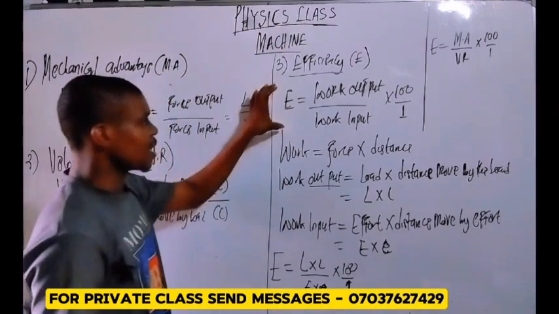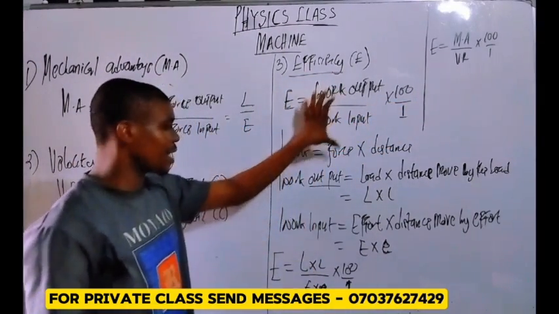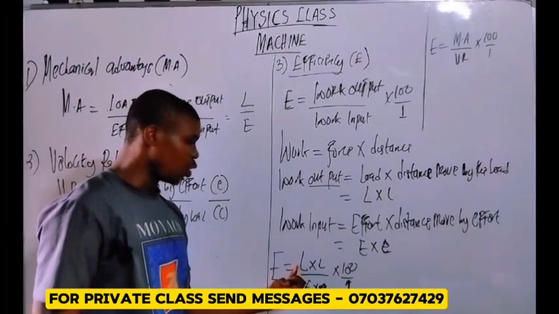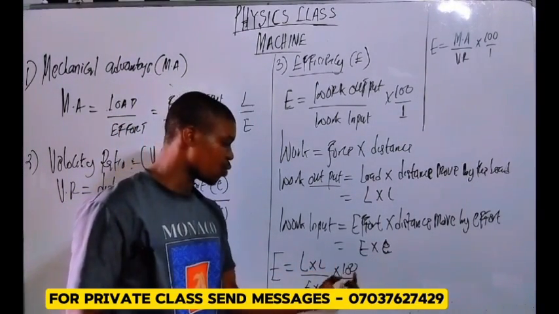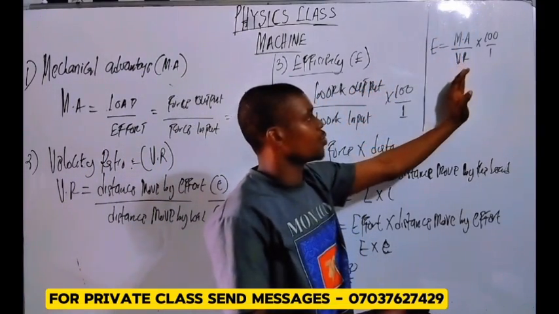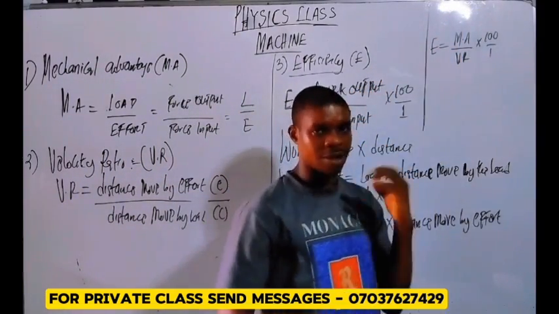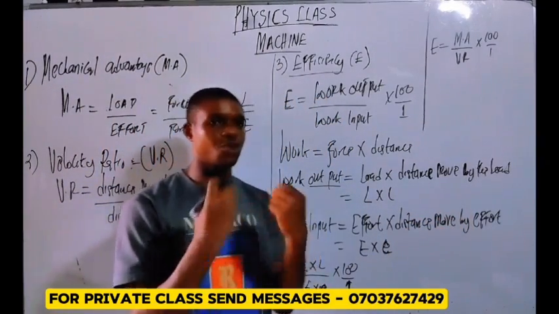So here we have efficiency as work output over work input times 100 over 1, right? From here we have a derivation: load times distance moved by load over effort times distance moved by effort times 100 over 1, right? So we also have mechanical advantage over velocity ratio times 100 over 1, right? Now we still have another formula that you must know.